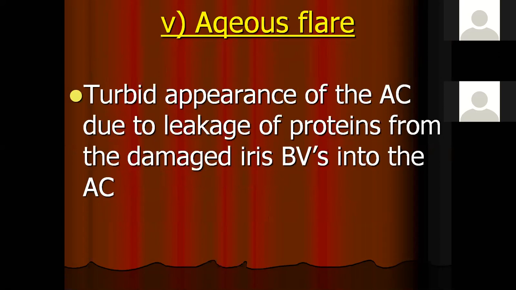Aqueous flare is the turbid appearance of the anterior chamber, and it is due to leakage of the proteins from the damaged iris blood vessels. This leakage of proteins accumulates in the anterior chamber. So the anterior chamber becomes turbid.